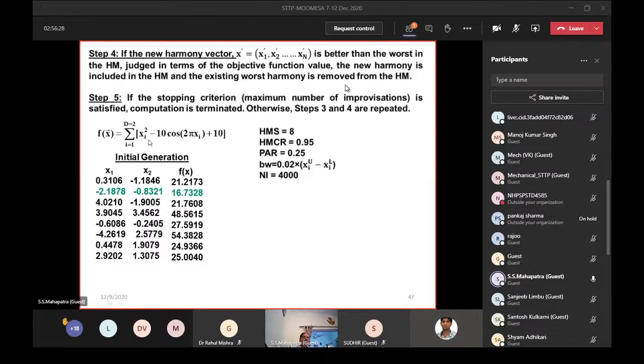I have told you that in this case, for the Rastrigin function, x1 and x2 lie between minus 5.12 and plus 5.12. So it will be a new value, and that probability is 5%. Then, if you select one, whether it requires pitch adjustment or not, that probability is 25%. So 25% of the selected values go for pitch adjustment. Otherwise, there is no pitch adjustment. So these are the equations that will be used, and you can solve this problem easily.